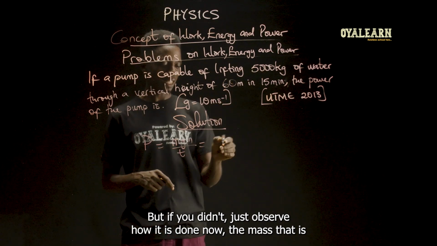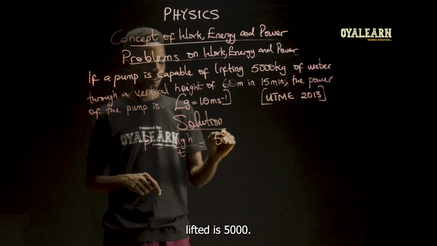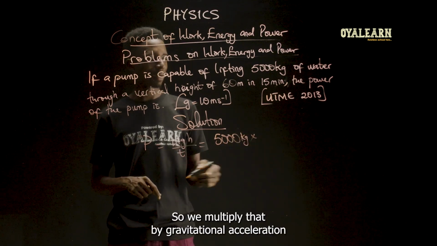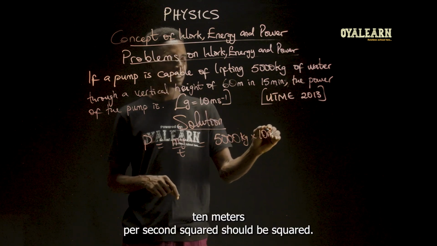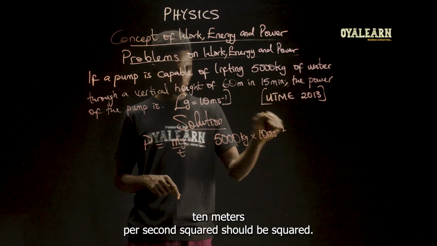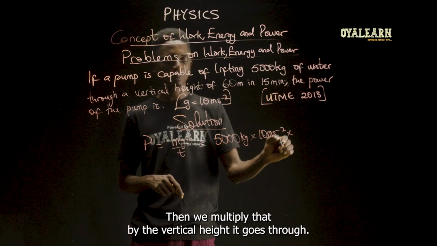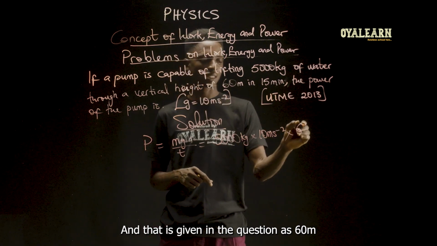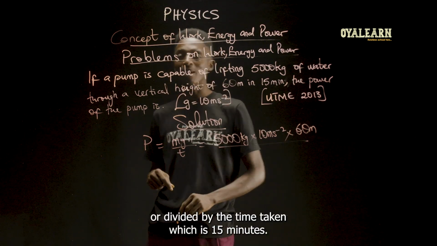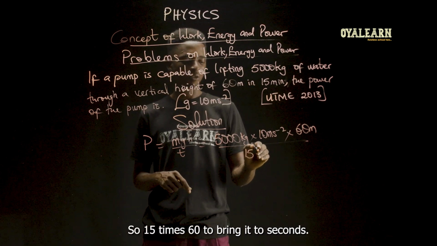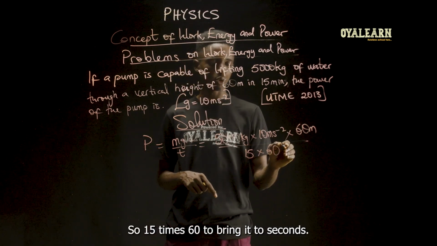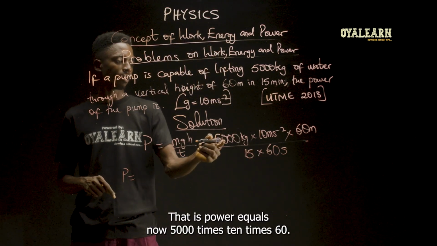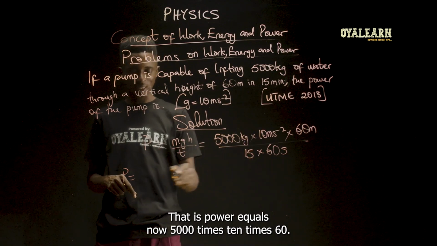Now, the mass that is lifted is 5,000 kilograms. So we multiply that by gravitational acceleration, 10 meters per second squared. Then we multiply that by the vertical height it goes through, and that is given in the question as 60 meters. All divided by the time taken, which is 15 minutes, so 15 times 60 to bring it to seconds. Now let's see what this gives us. That is power equals, now 5,000 times 10 times 60.